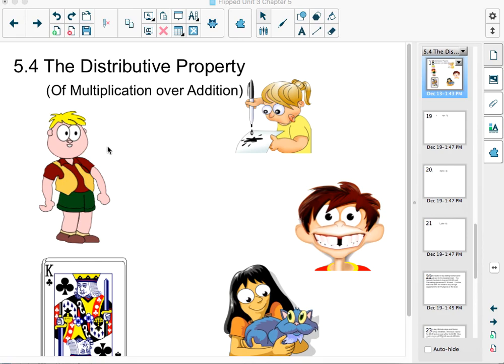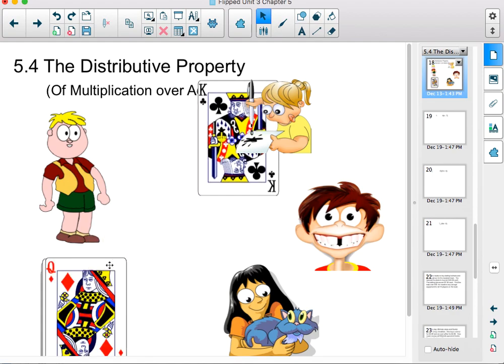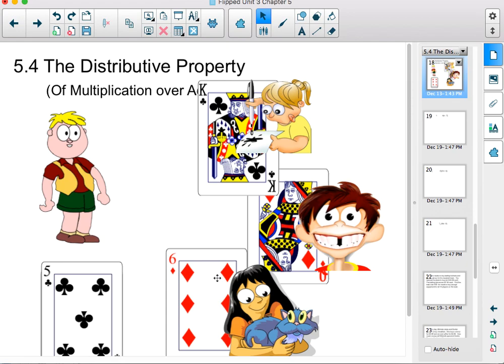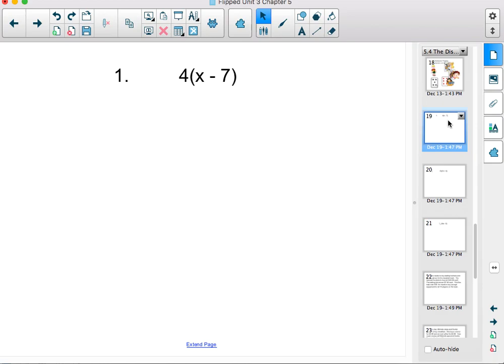This is our buddy Jack, and he is asked by his teacher to distribute one playing card to each student. So he gives one card to the girl making a mess, one card to this guy, and one card to the girl who brought her pet to school for some reason. Distributing is about giving everybody the same amount of something. That applies to math here.